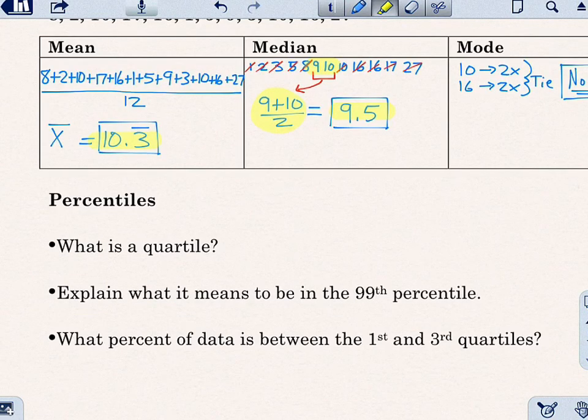All right, I want you to go ahead and answer these questions about percentiles here on your own, and then we'll check your answers together in class. All right, so that is 13.5, measures of central tendency.